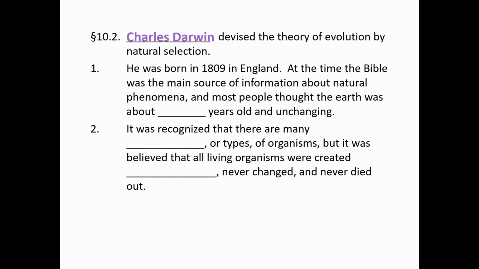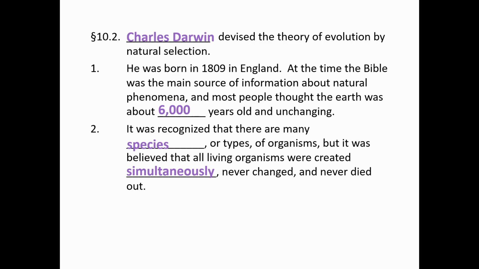Now, he was born in the early 1800s in England, and at the time, the Bible was really the main source of information about the natural world. And so while there were scientists who didn't necessarily agree with this, most civilians, most common people, thought that the Earth was about 6,000 years old and never changed. Now, at this point, we did recognize that there were many different species or types of organisms, but the common belief among most people was that all these organisms were created at the same time, never changed, and never died out.